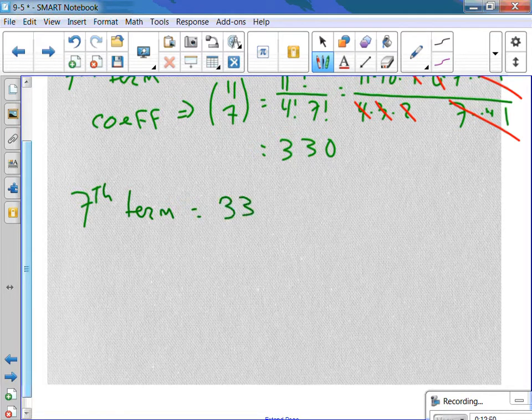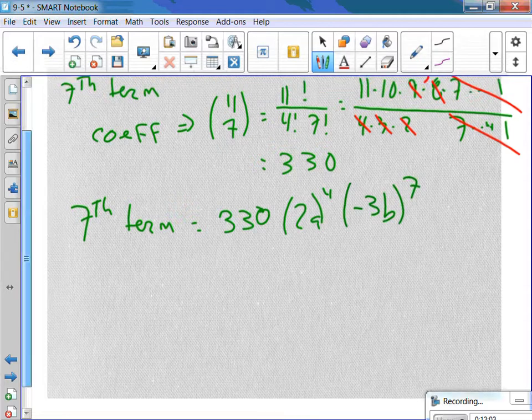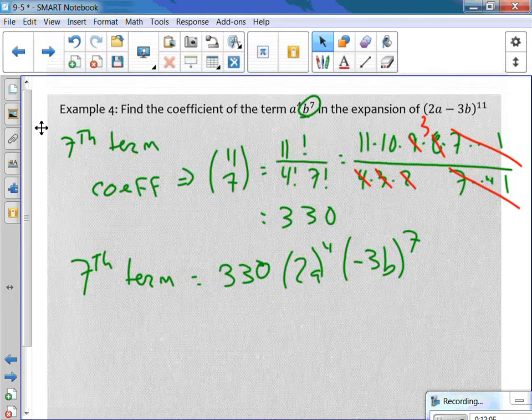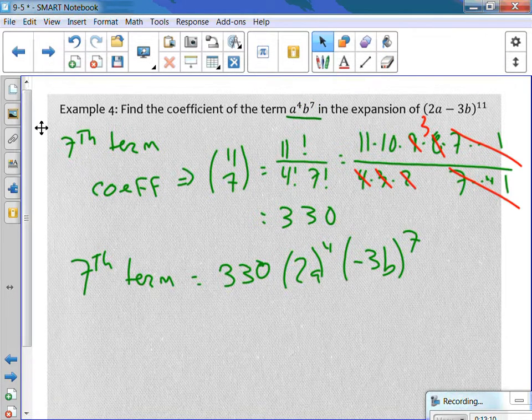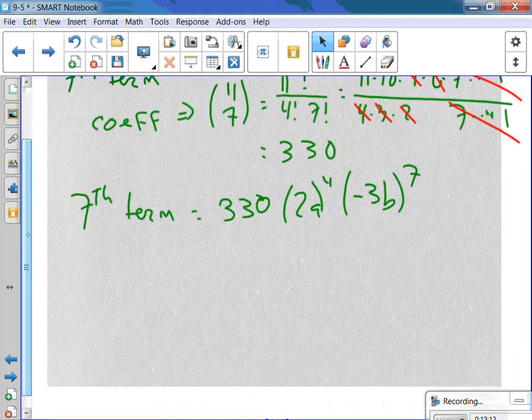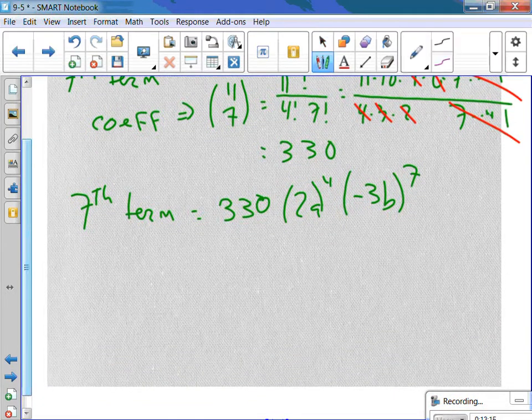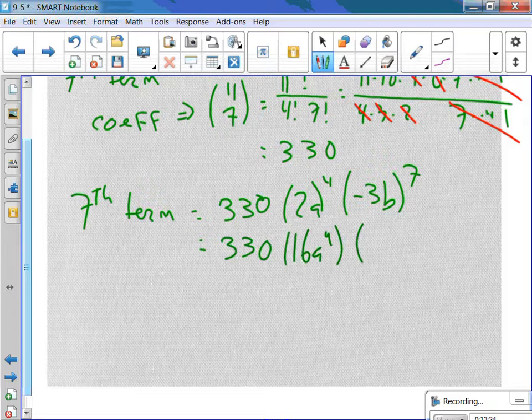Our first term was 2a to the fourth and negative 3b to the seventh. Again, we get that fourth, that's the term we're looking for for our first term, and the seventh for that second term. But now we have to take care of that 2 and that negative 3. So here we have our 330, 2 to the fourth, 16a to the fourth, and negative 3 to the seventh, negative 2,187, b to the seventh.